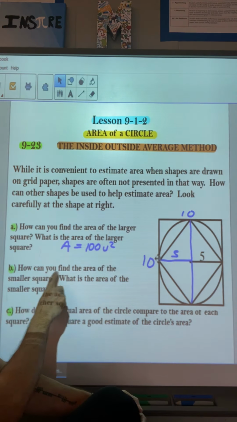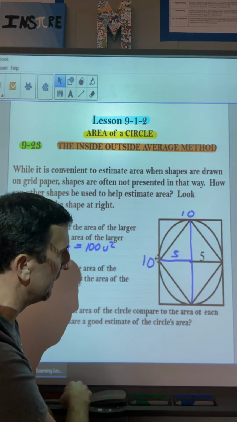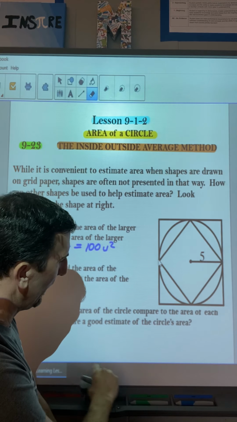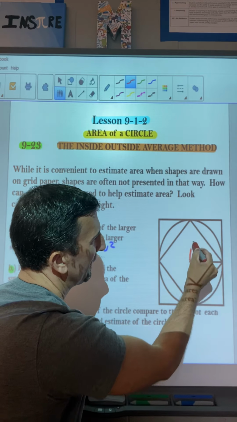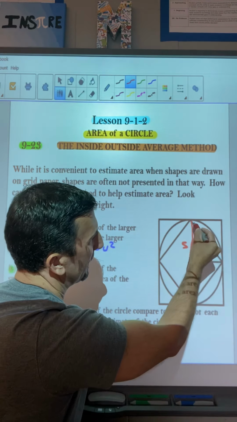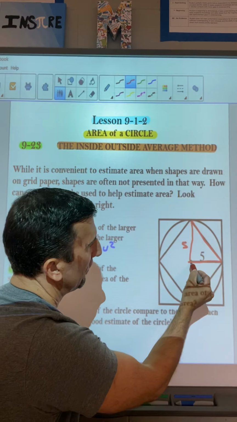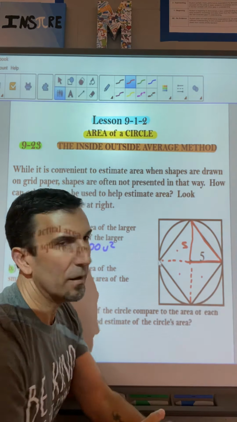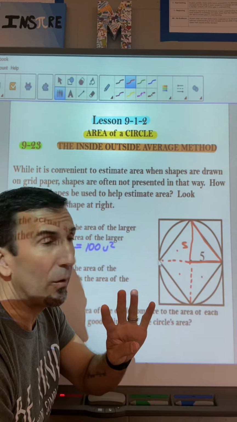Now, if we look here, it says, how can you find the area of the smaller square? This is a little bit different, a little bit more difficult, but let's get rid of the blue. If you notice with the smaller square, this is 5, and if this is 5. So notice that I have a triangle here now in the smaller square. If I go like this and make little dashed lines, I have 1, 2, 3, 4 triangles. So whatever I get for this one triangle, I can just multiply by 4.